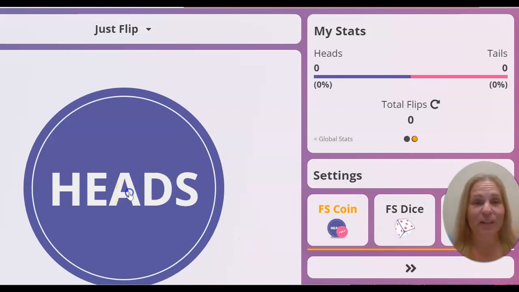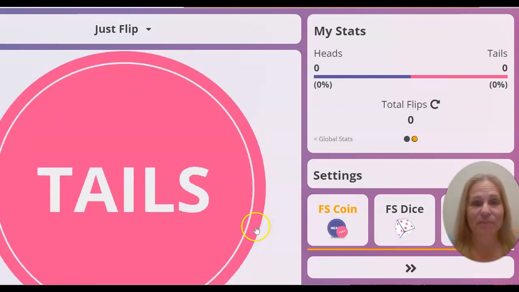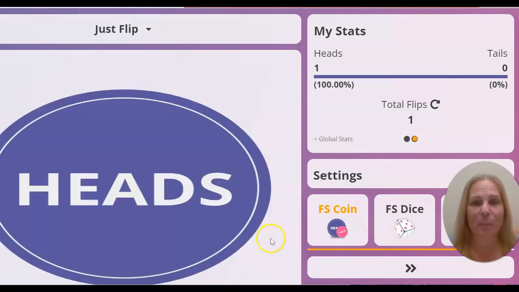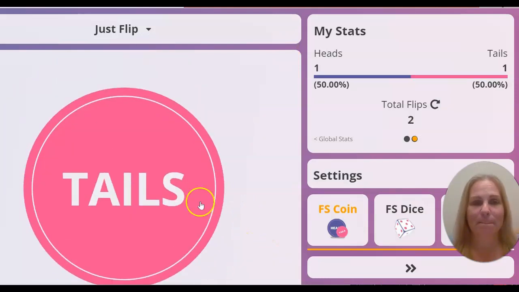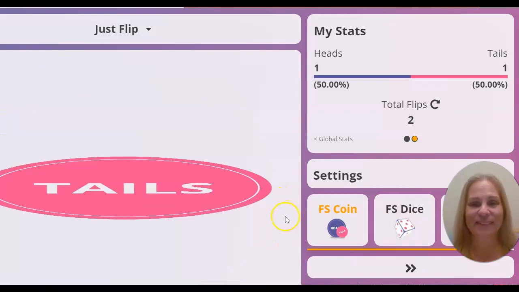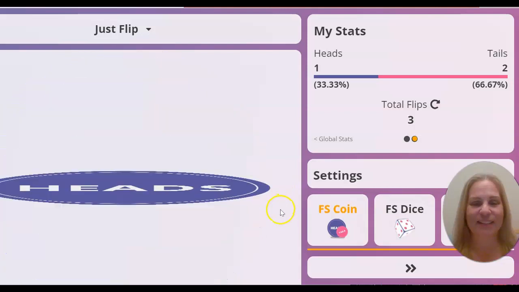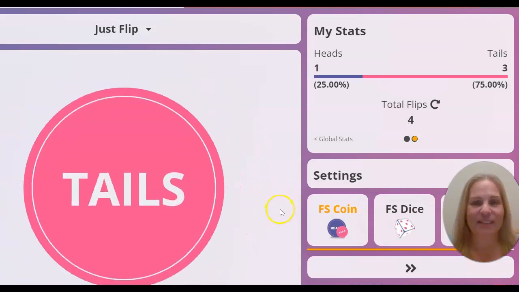On this website, I can click here to flip the coin, and then you'll see that it records the outcome. So it recorded 1 heads. All right, so I'll flip it again. Tails. Flip it again. And again. Okay, so at this point, I flipped 4 times and I've gotten 1 heads and 3 tails, right?